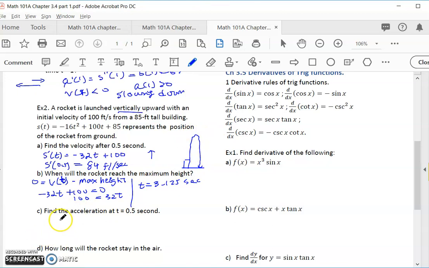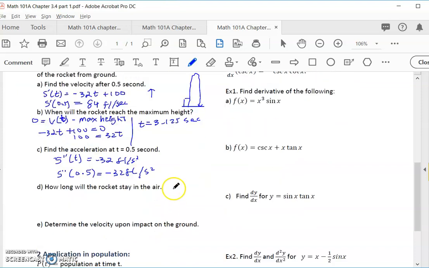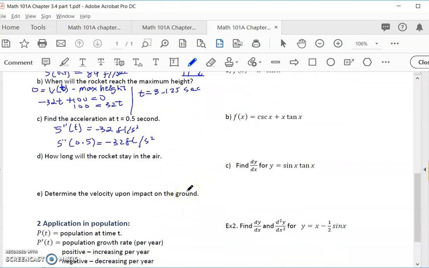Find the acceleration at 0.5 seconds. Well, what is acceleration? It is s double prime of t. Okay, our s prime of t is negative 32t plus 100. s double prime would just be negative 32, right? Feet per second squared. So, do I have to plug in anything? No. At any number you plug in, it is the gravitational constant. It's always pulling you by 32 feet per second. That means the velocity is always going to decrease by 32 every second.